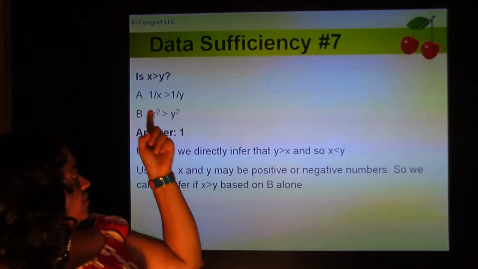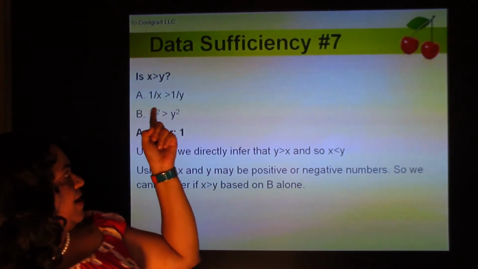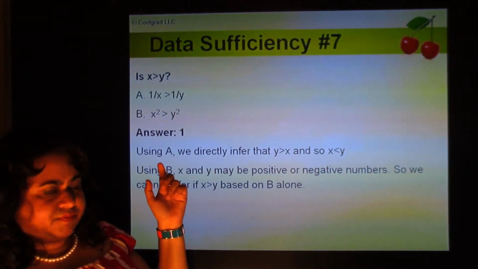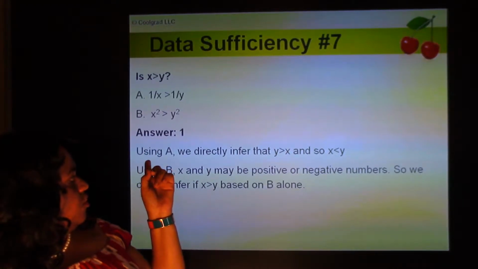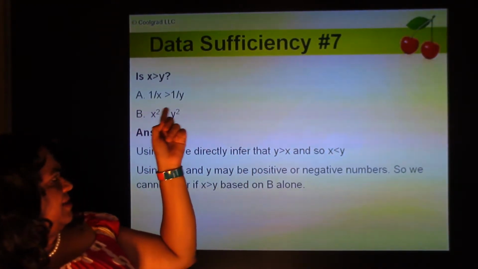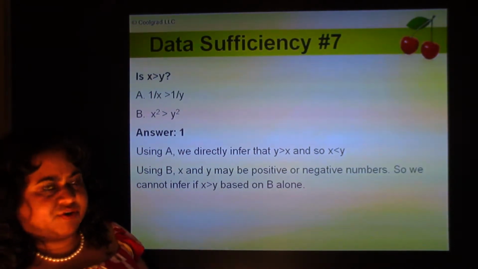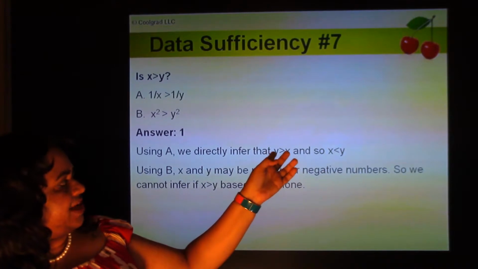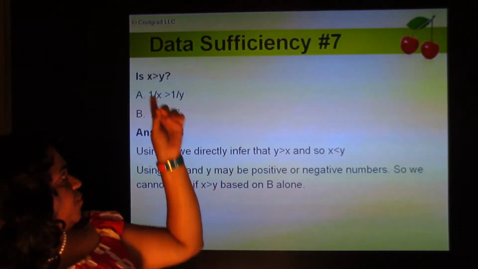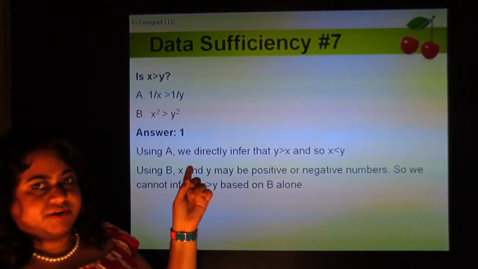Question number 7. Is x greater than y? Statement A, 1 by x is greater than 1 by y. Statement B, x square greater than y square. So using statement A alone, we directly infer that if 1 by x is greater than 1 by y, regardless of whether they are positive or negative numbers, y is greater than x. Directly we infer, and therefore x is greater than y. And therefore we can answer this question. Statement A alone is sufficient.